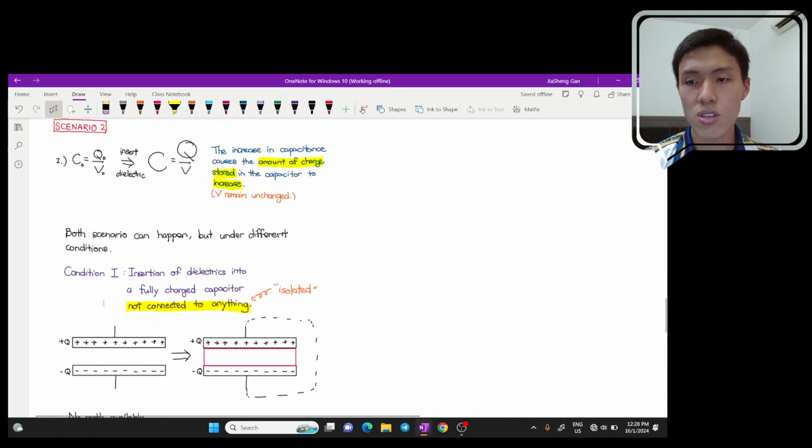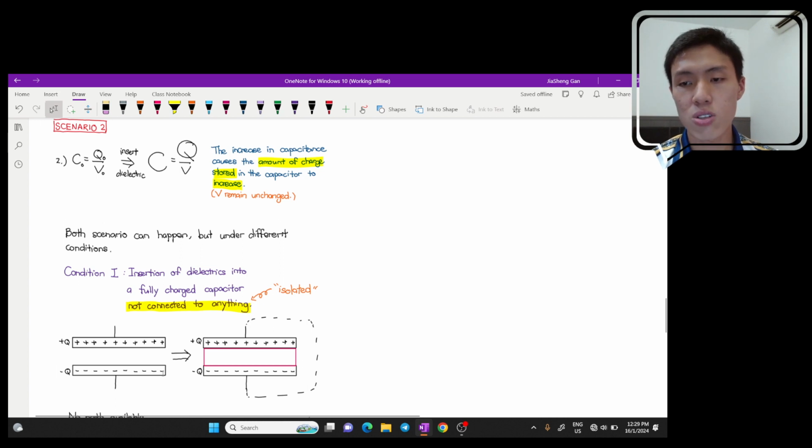Okay, so condition 1 is when we insert the dielectric into a fully charged capacitor which is not connected to anything. Okay, so we have a capacitor that we already connect to a battery, we let it fully charge, then we remove the battery from the capacitor. So right now we have a fully charged capacitor, you have a positive plate and a negative plate, and it's fully charged, but it's no longer connected to anything.